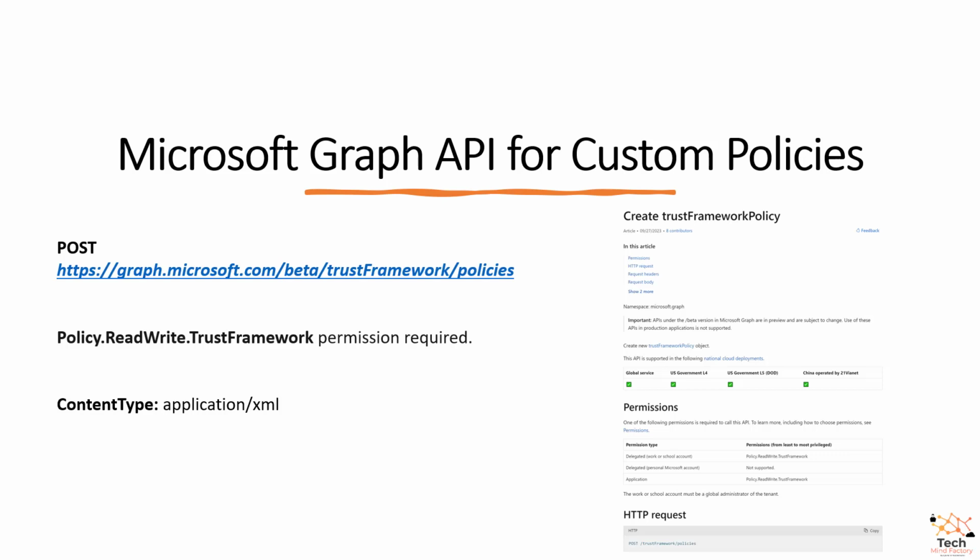An important fact is that the Policy.ReadWrite.TrustFramework permission is required. So when you register the application in your Azure AD B2C tenant to automatically deploy custom policies, this application will need to have this Policy.ReadWrite.TrustFramework permission. And obviously the content type for this request will be application/XML. You can find more details in the documentation for Microsoft Graph API. On the right side you can see the screenshot. There is a detailed explanation of how to use this specific endpoint to deploy custom policies.